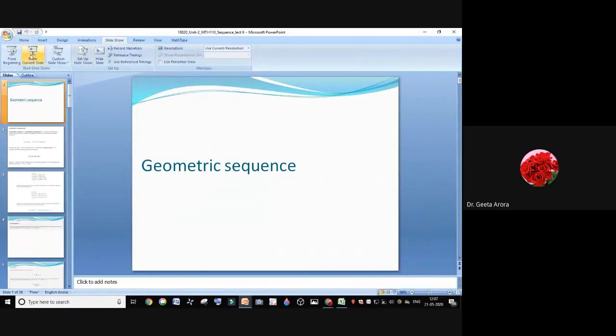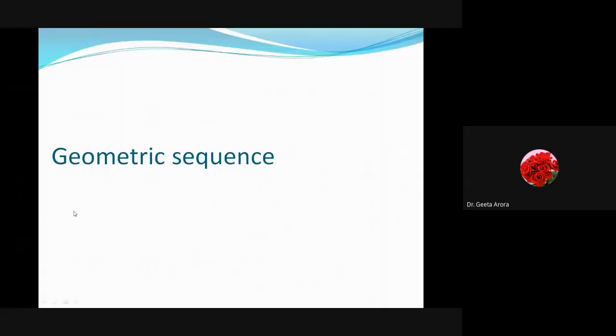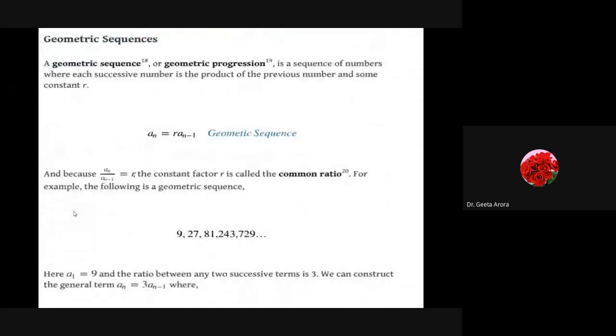So what we have learned in the last lecture is the arithmetic sequence till now, and in the last lecture we started with what a geometric sequence is. We learned the difference between a sequence and a series: if we talk about a sequence, then we get some numbers separated by commas following a particular pattern.